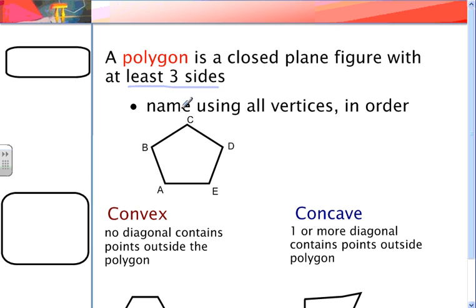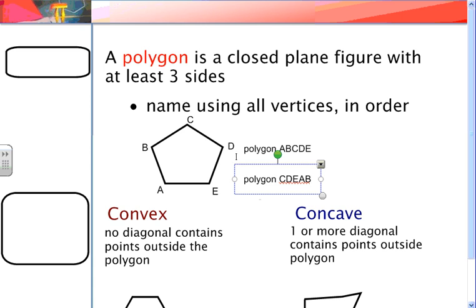The way that we name a polygon is we name it in order using all of the vertices. And when we name it using the vertices, we name it in order. So for example, I might call this polygon A, B, C, D, E. So you can see I'm going in a clockwise direction, A, B, C, D, E. Now we could also call this polygon C, D, E, A, B, because I'm starting at C and I'm going in order around the polygon. All of those would be acceptable names.